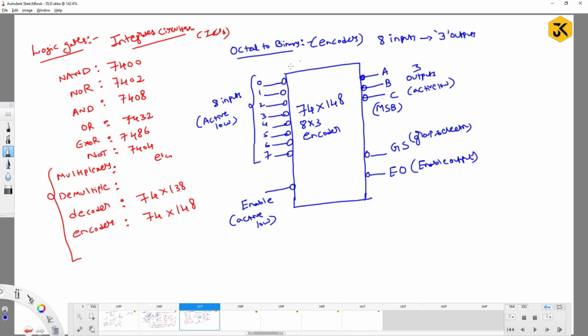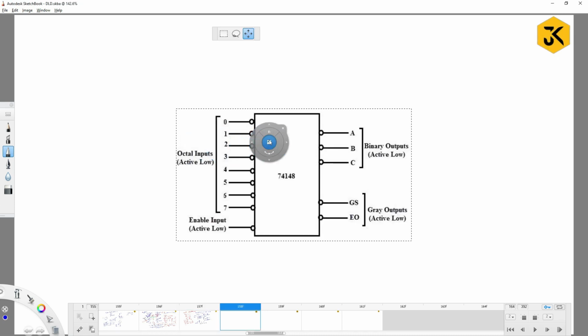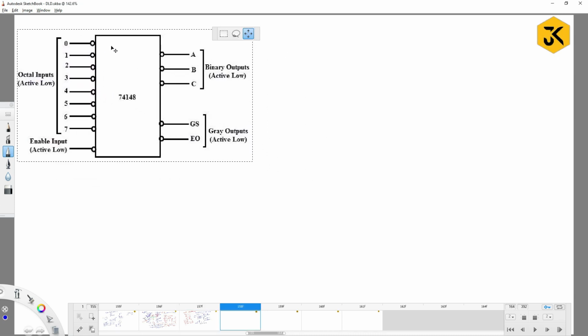So this one I can call pin 0. Basically every wire I can call a pin. So in total, I can call it the pin diagram of 74x148. This is a pin which defines the enable output. This is a pin which defines the group selection. What is the meaning of all this? I will let you know. The same diagram I have taken for your consideration.